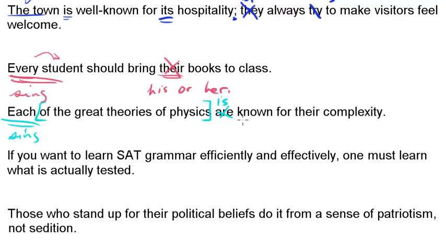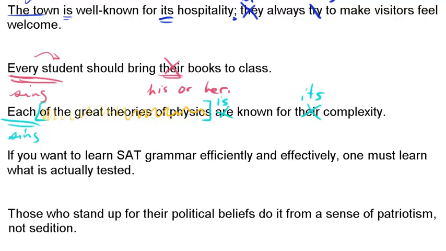So, I'm kind of mixing errors here a little bit. On the SAT, they won't do that. You're just going to have one error in a sentence, unless, of course, it's an improving sentence. But anyway, it's going to have to be "each is," and then this pronoun is going to have to be "its." So "each of the great theories of physics is known for its complexity." And another tip you might find useful is if you're struggling with figuring out if these indefinite pronouns are singular or plural, you can cross out prepositional phrases and see how it sounds. So "each is known for," not "each are."